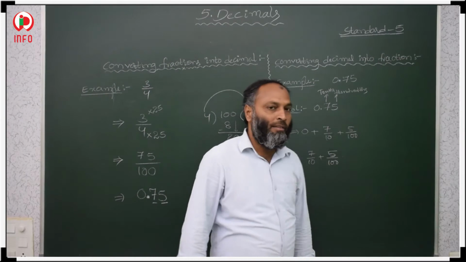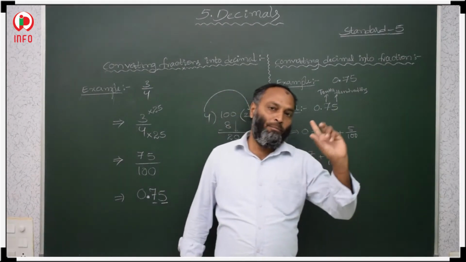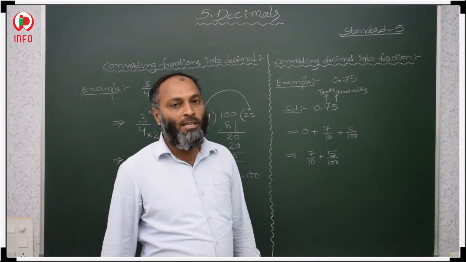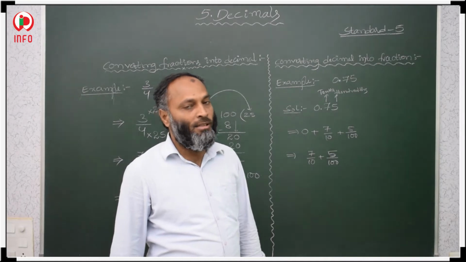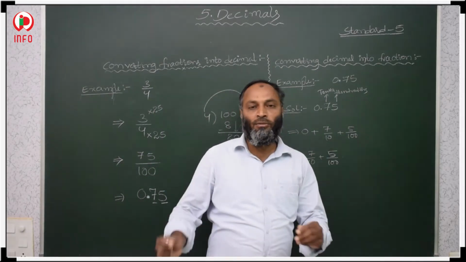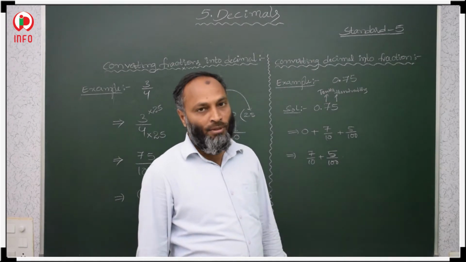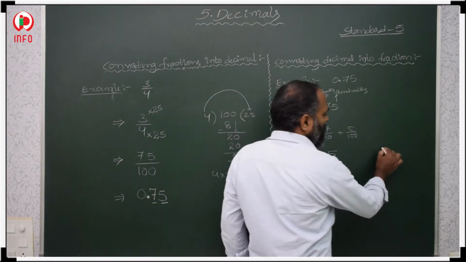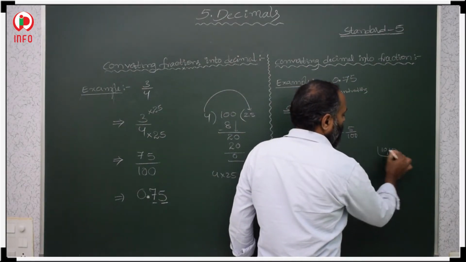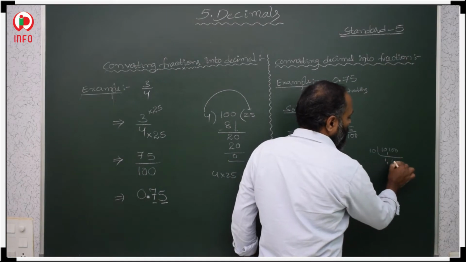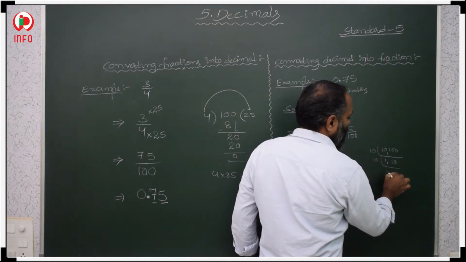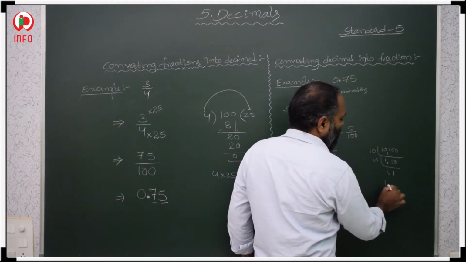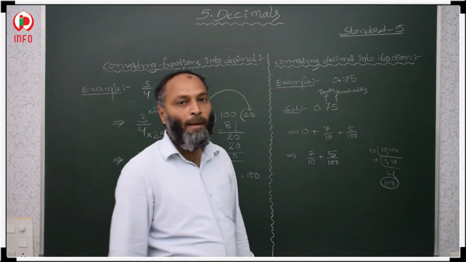How to add these in the previous chapter on fractions? There we discussed that first we have to convert these fractions into like fractions. For converting into like fractions, we have to take the LCM of the denominators, 10 and 100. 10 ones are 10, 10 tens are 100. The LCM is 100.